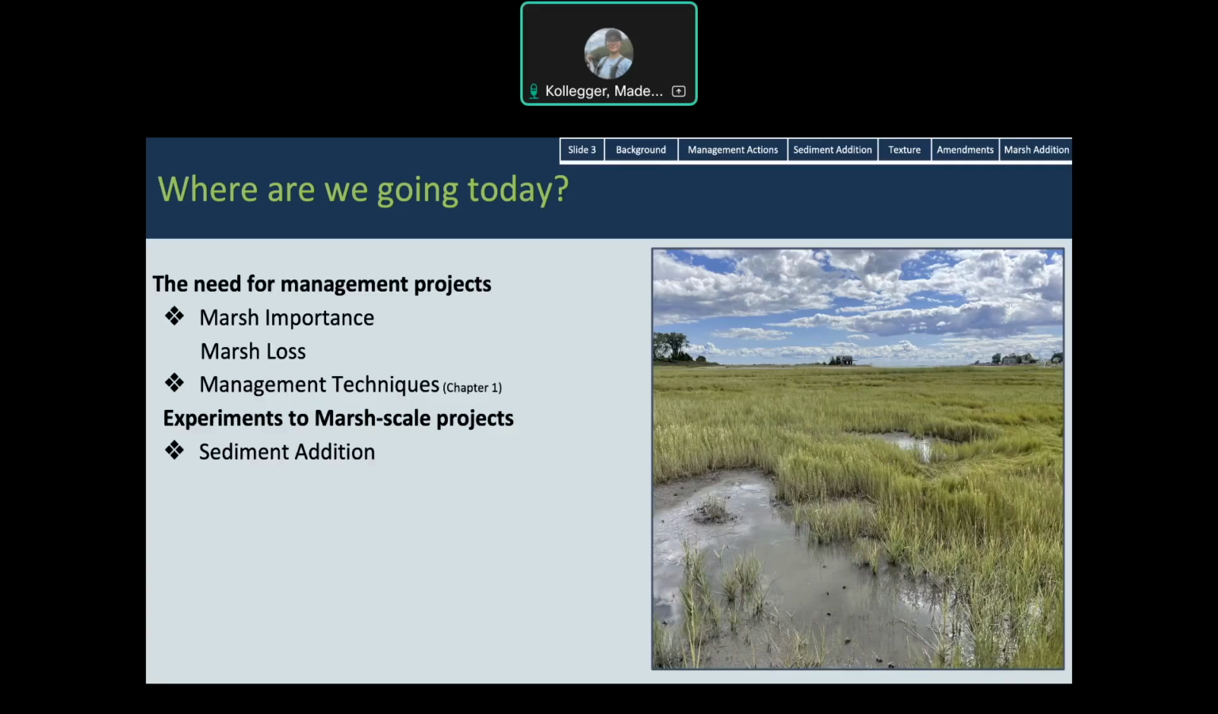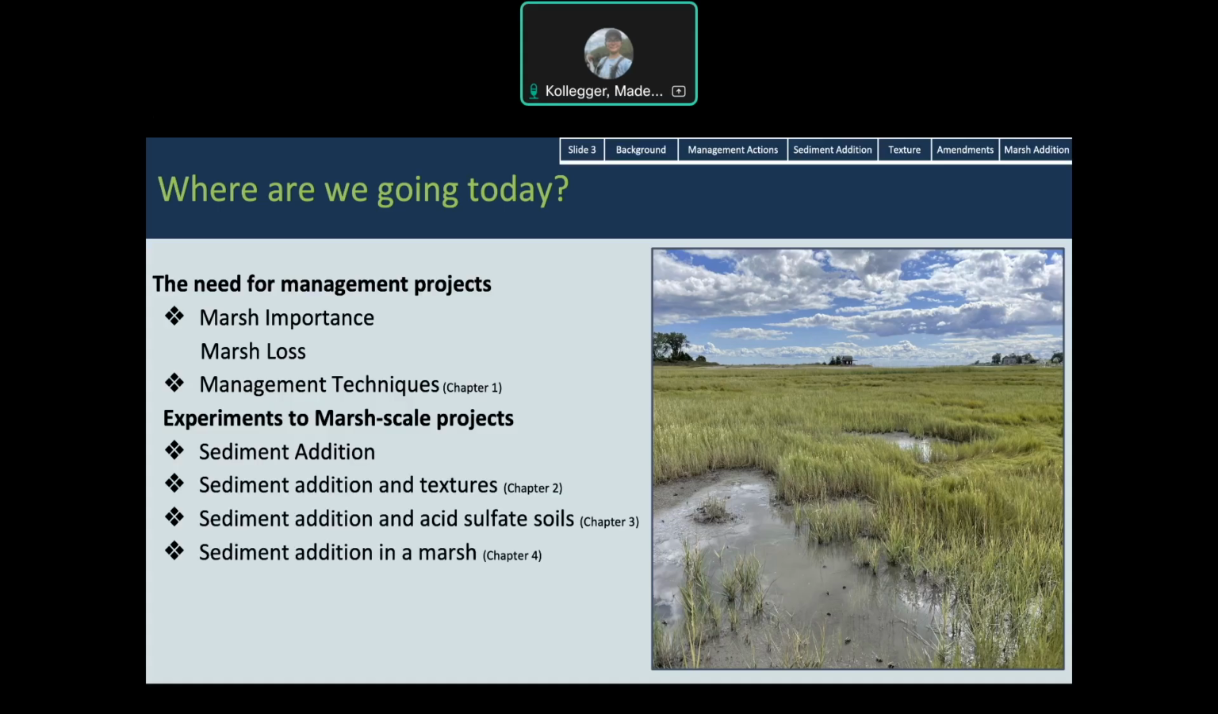Then in that second phase, we'll dig into one kind of management technique called sediment addition, where we'll then address a number of different questions using my 3 chapters, chapter 2, 3, and 4, and we'll talk about that more when we get there.